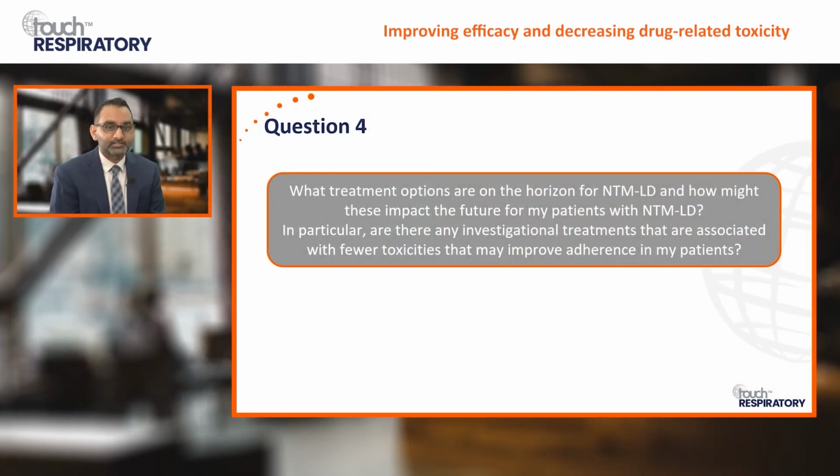And our last question here, what treatment options are on the horizon for NTM lung disease? And how might these impact the future for my patients with NTM lung disease? In particular, are there any investigational treatments that are associated with fewer toxicities that may improve adherence in my patients?